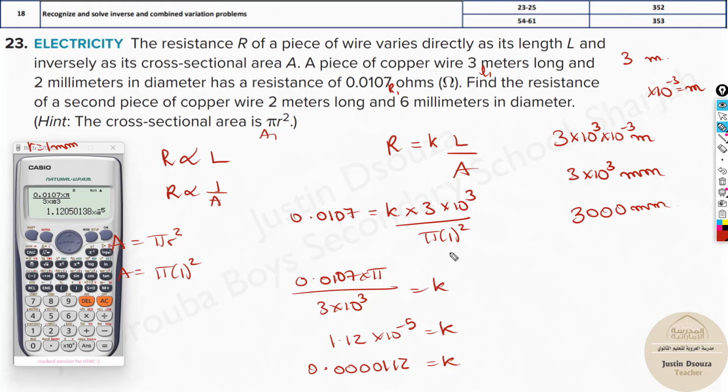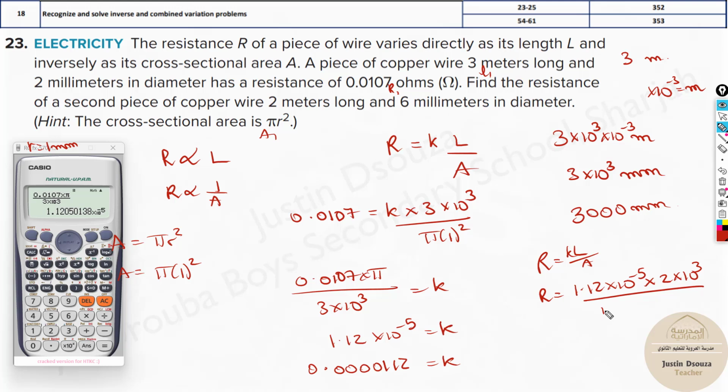Now we found the K value. Now we need to use the same formula again. That is R is equal to KL by A, and find the resistance again for 2 meter wire and 6 mm diameter. So that would be R is equal to, we know the K value is 1.12 into 10 to the power minus 5. And what is the length now? I'll directly write it. 2 meters in mm would be 2000, or 2 into 10 to the power 3.